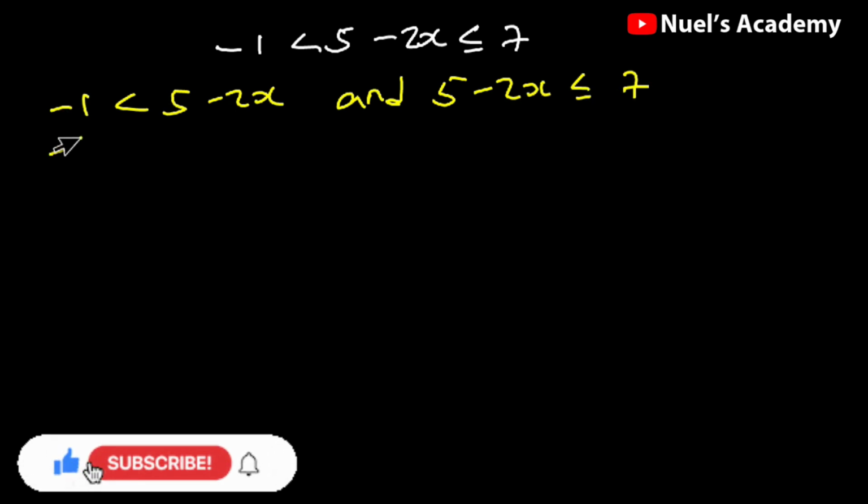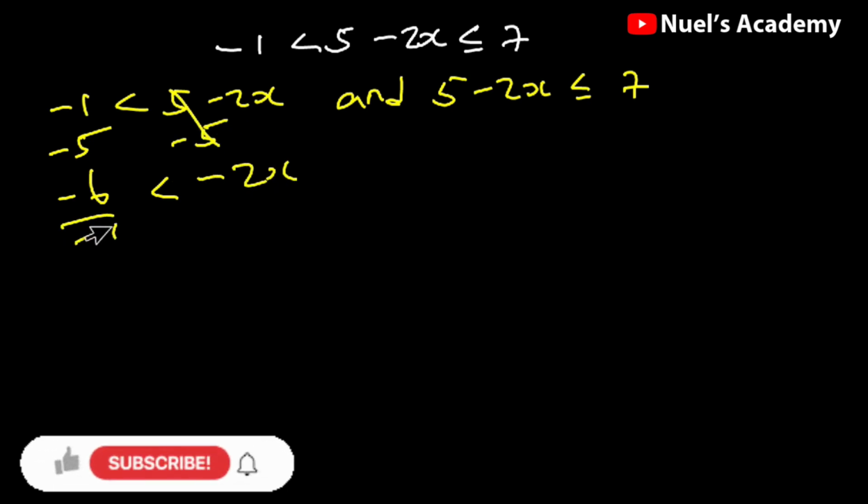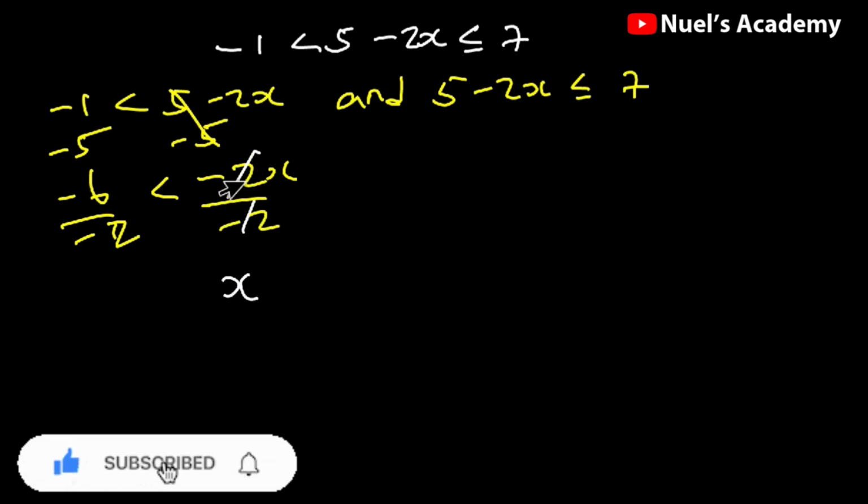By subtracting 5 from both sides, minus 1 minus 5 is minus 6, is less than, this will be 0, then we have minus 2x. So we're going to divide both sides by minus 2, so this and this will cancel, then we have x. Note that when you are dividing with a negative sign, the inequality sign is going to change. So instead of writing less than, we are going to write greater than. So negative 6 divided by negative 2 is going to give us 3.